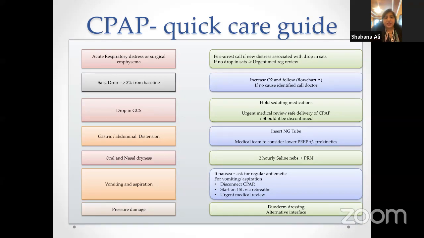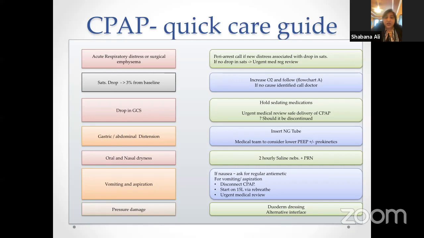So if the patient has acute respiratory distress or surgical emphysema, or the patient's saturations are dropping by more than 3% from the baseline, or there's a drop in the GCS, and it goes on and on like that. And there is gastric abdominal distension, nasal dryness, vomiting, aspiration, and pressure damage. So in a peri-arrest situation, we have to call everybody to get help. We have to increase the oxygenation and follow the chart. What is the best oxygenation modality that we use?